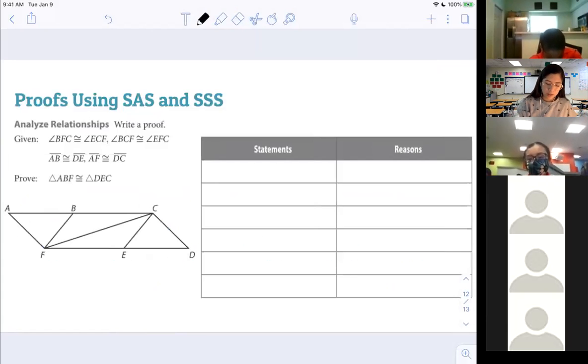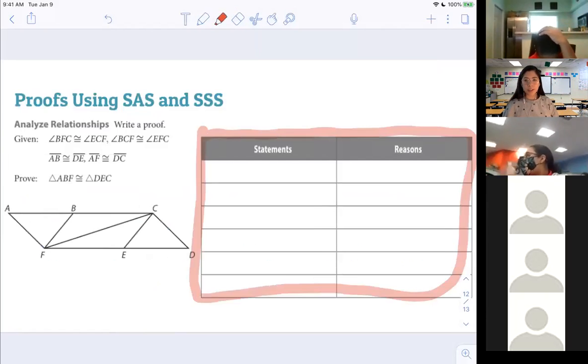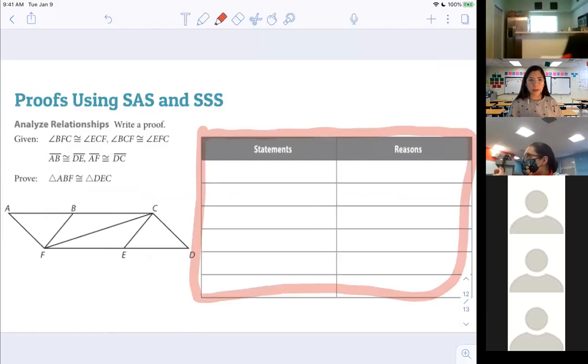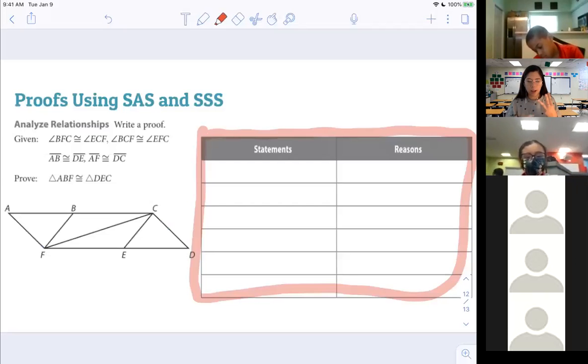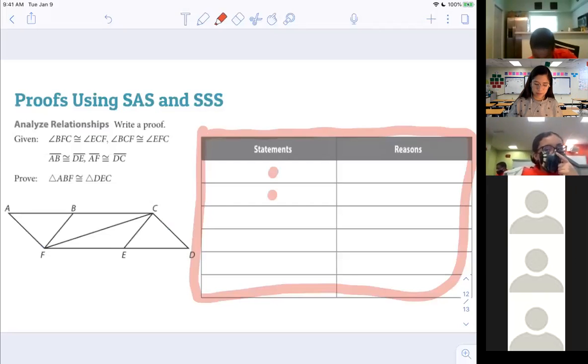So go ahead and copy down the statement and reason chart. And just remember, all of those reasons in the reason column are going to be the definition of blah, the blah theorem, the blah postulate. It's always going to be a definition, a theorem, or a postulate. So when you're thinking of your reasons, that's what you have to come back to. Take 30 seconds, copy down this chart. There are 1, 2, 3, 4, 5, 6 slots.